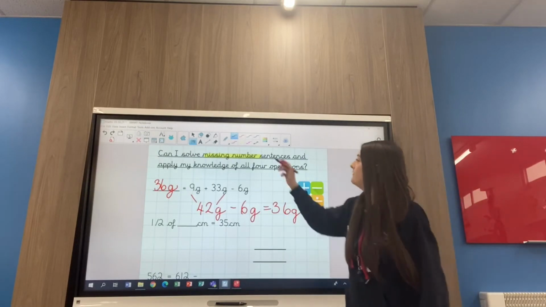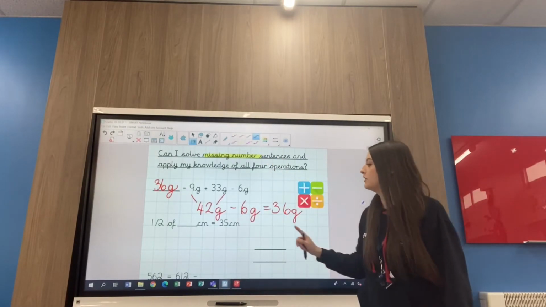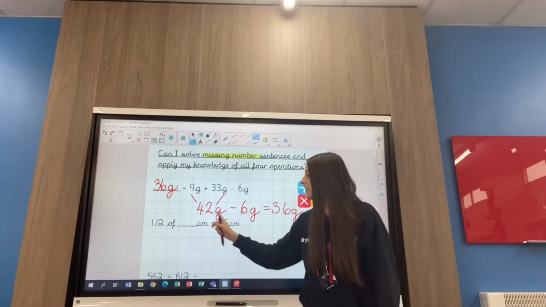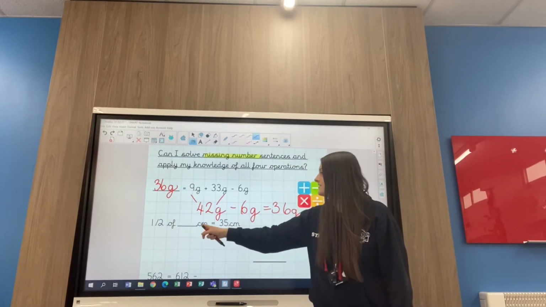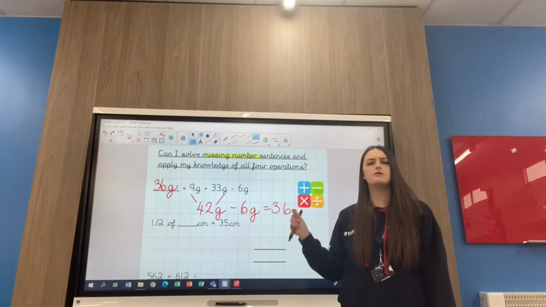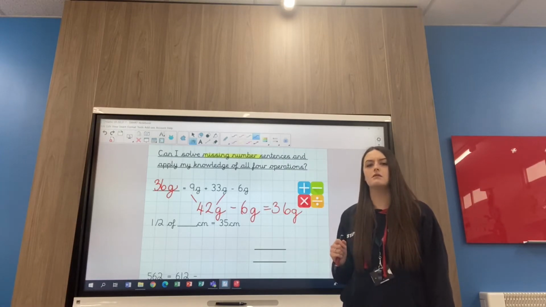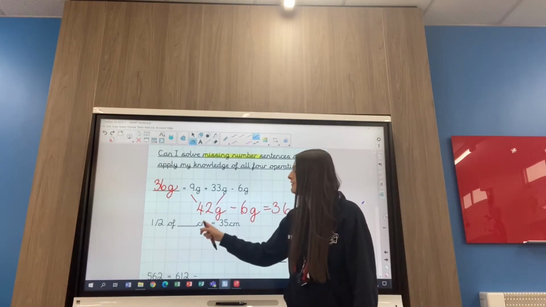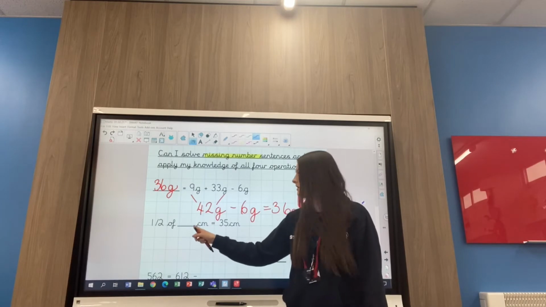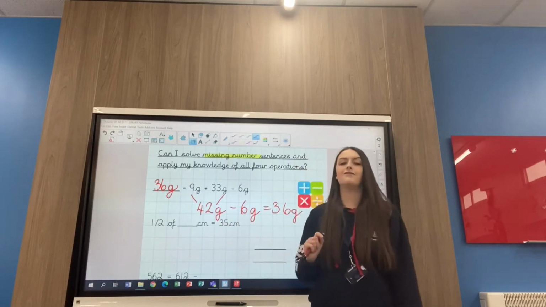Okay, let's have a look at another similar one that you have in your startup section. I've got half of something centimetres equals 35 centimetres. So I've got a fraction there, half of something, I've got a missing number, equals 35 centimetres.